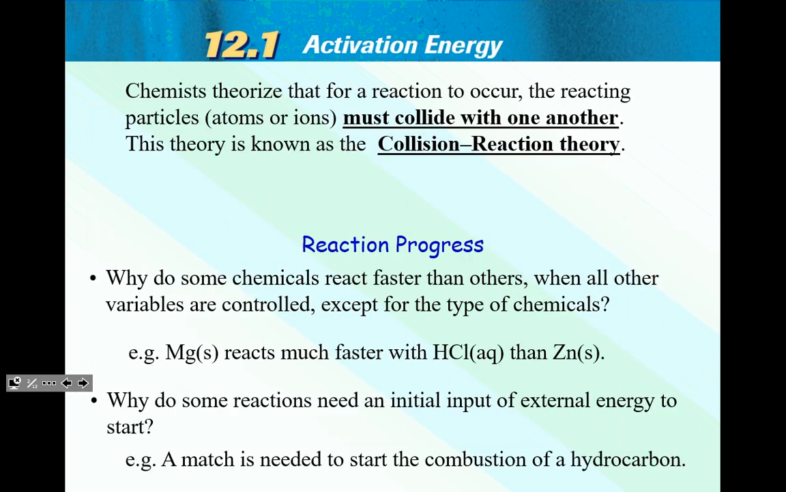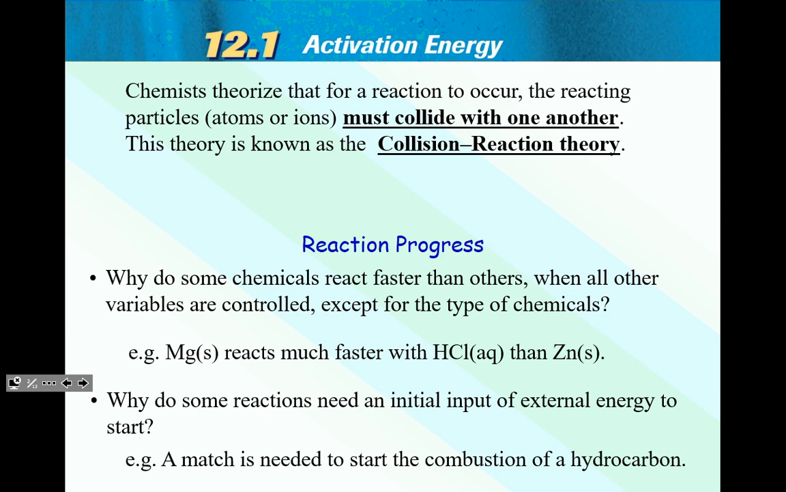So chemists theorize that for a reaction to occur, the reacting particles, which are atoms or ions, must collide with one another. And this theory, now this is just called a theory, kiddos, it's not a law, is known as the collision reaction theory, and we've learned about that before. So let's talk about the reaction progress.